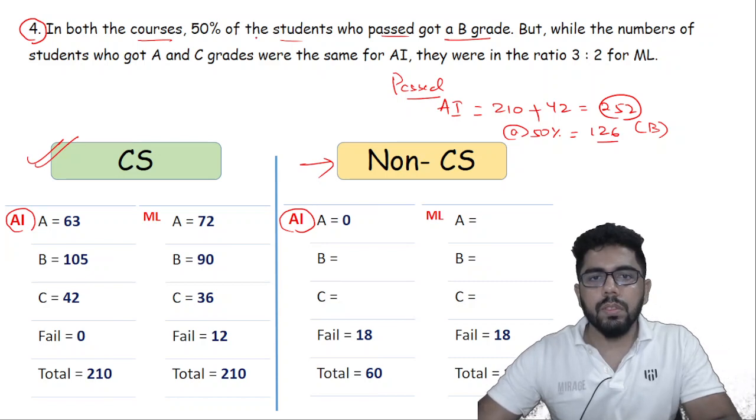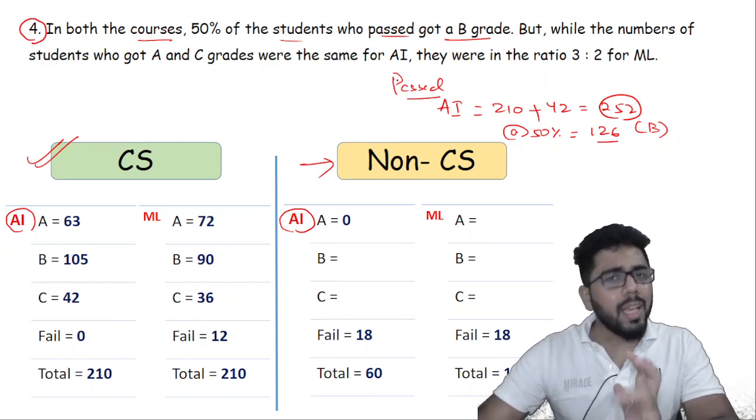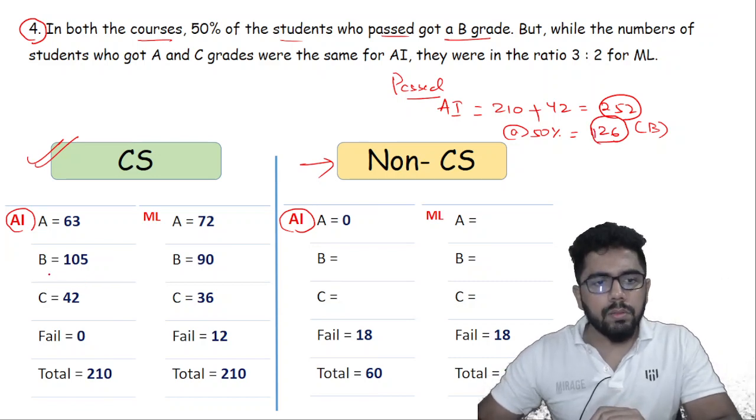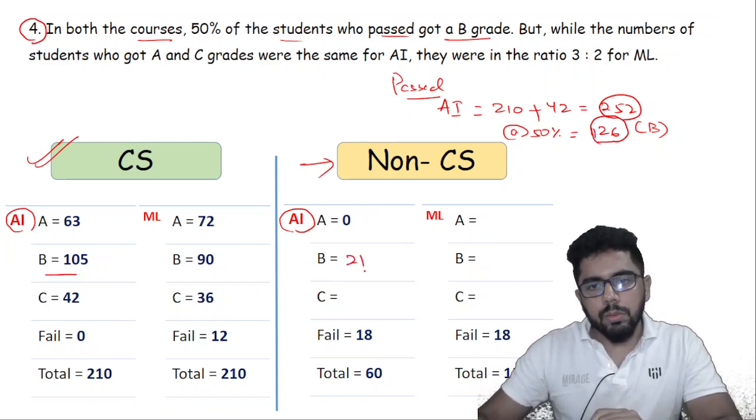In both the courses, 50% of the students who passed got a B grade. So in AI, I can say 126 students have got a B grade. Out of that, 105 are here, so the remaining 21 will be here.